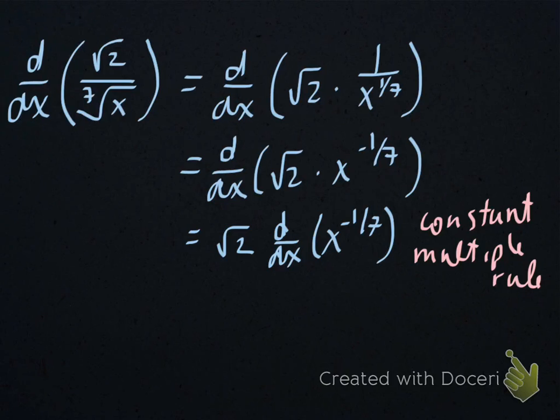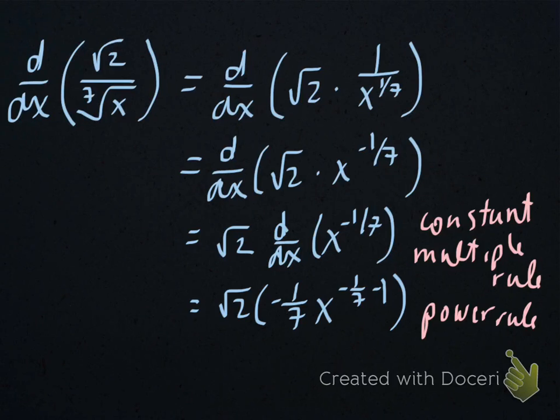So I bring that square root of 2 out in front of the derivative sign because of the constant multiple rule. And then I'm going to hit that x to the negative 1/7 with the power rule. So I have the square root of 2 coming along for the ride times negative 1/7 x to the negative 1/7 minus 1. That's how the power rule works even for negative fractional exponents. And I simplify, I get negative root 2 over 7 times x to the negative 8 over 7.